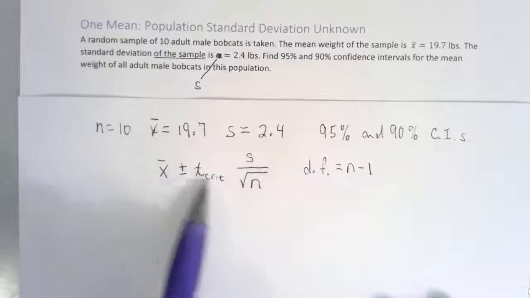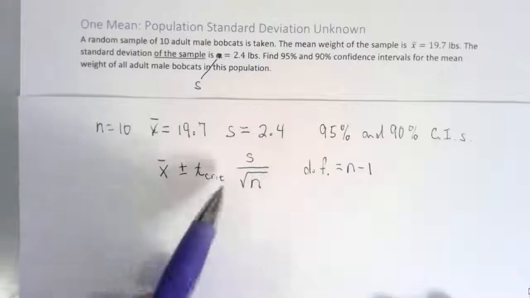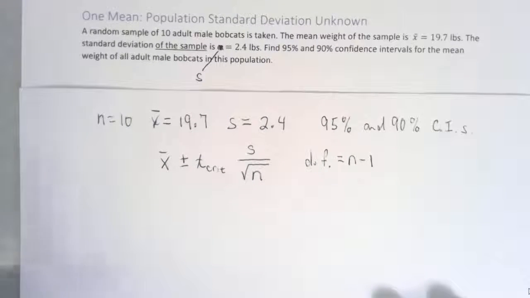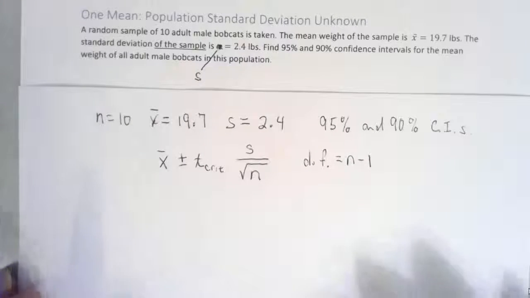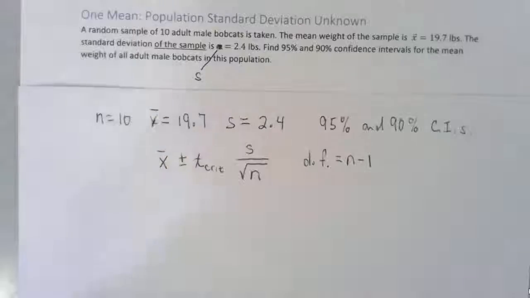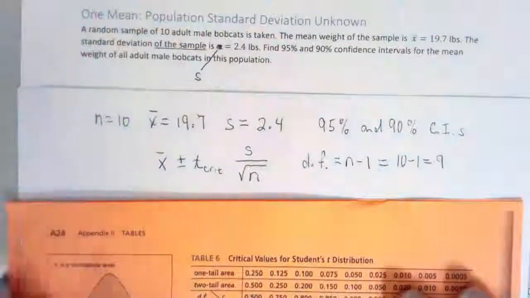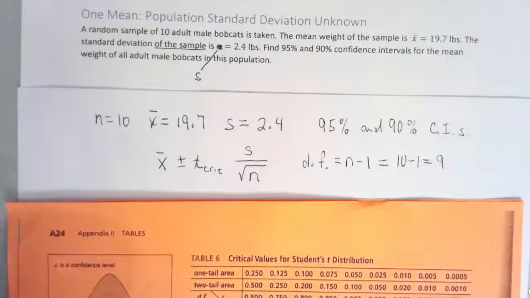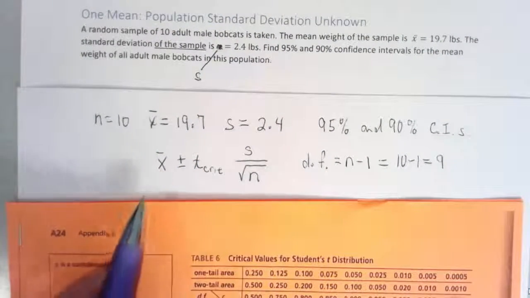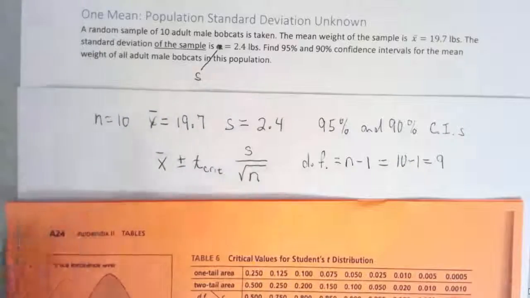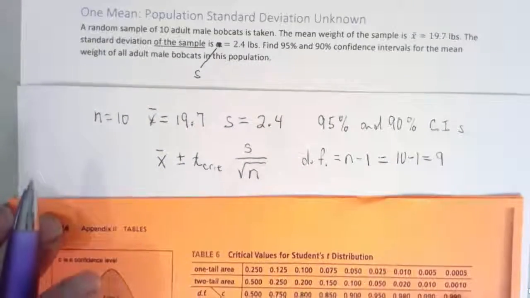We're going to be working with a whole different distribution here, and it would be helpful if you knew something about that before you work this problem. So what we're going to do now is look up our t critical value. We have a sample of size 10, so we have 9 degrees of freedom. And we would like the critical value, we'll start out with, for a 95% confidence interval.